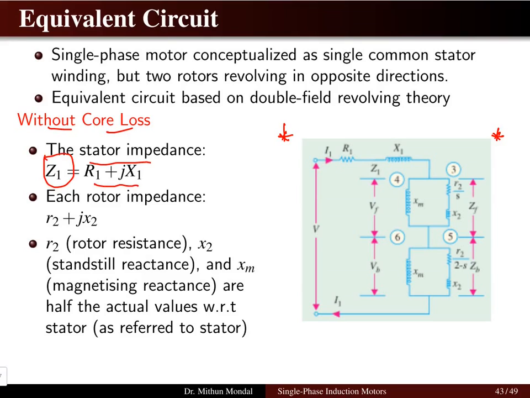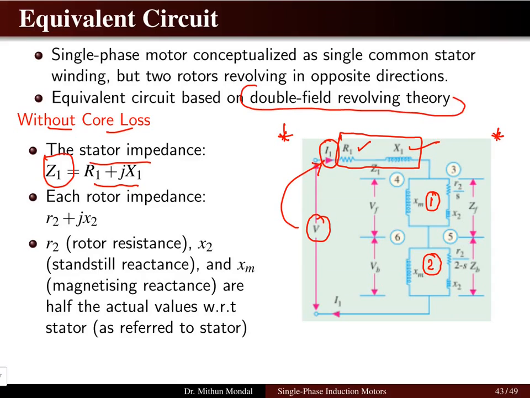So here you can see that you have a resistance and a reactance which are in series with the supply voltage. The supply voltage is single phase, denoted by V, and the current I1 is drawn from the source. The resistance of the stator winding is given by R1 and the reactance is given by X1. And you can see that there are two rotor circuits drawn as the equivalent part. Again, I am repeating, this is not the physical rotor. This is based on the double revolving field theory. You will have a two rotor concept.